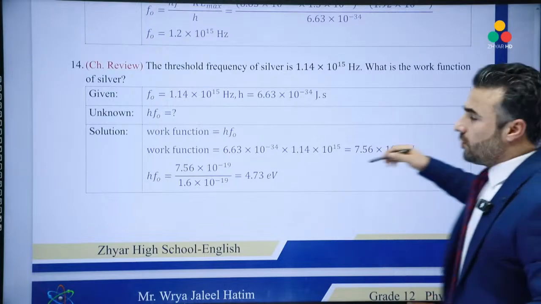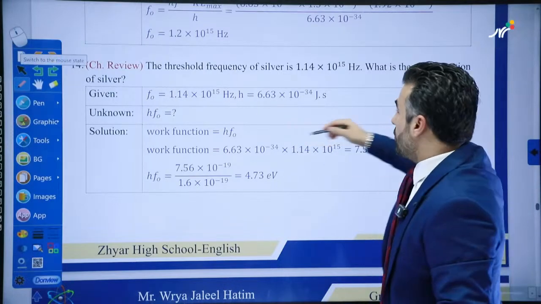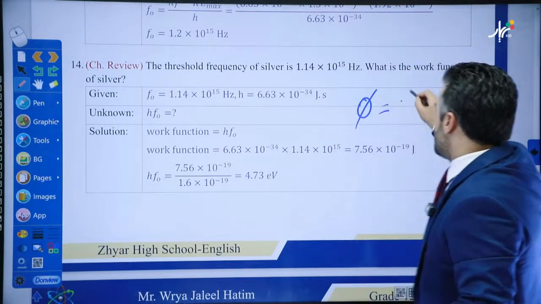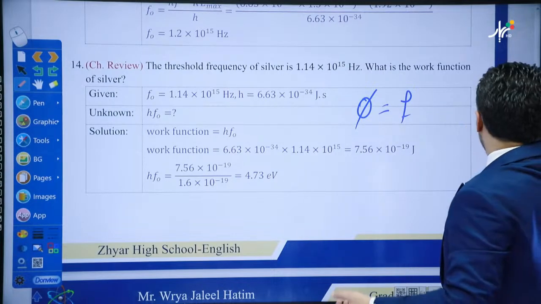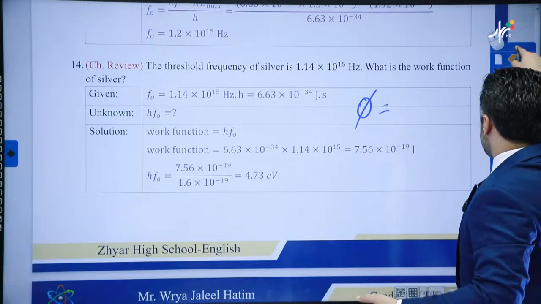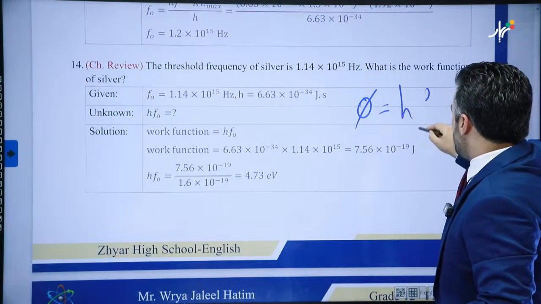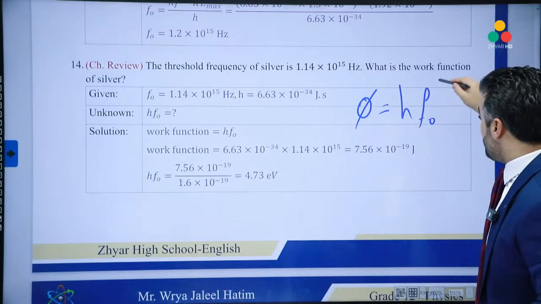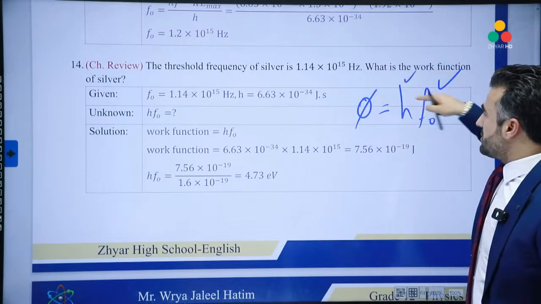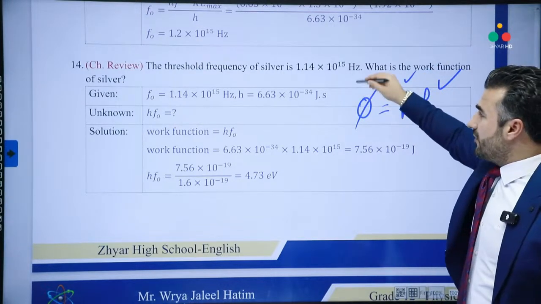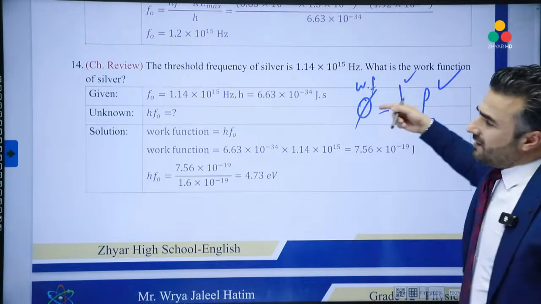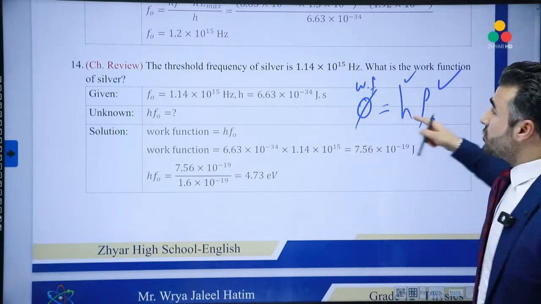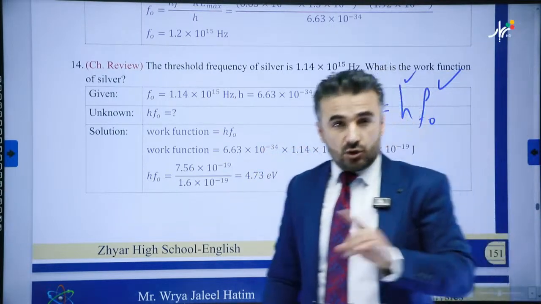You can write the work function in words, or you could just give it this symbol here. That is basically Planck's constant times threshold frequency. You're given the threshold frequency, and you know Planck's constant, so you multiply the two, you get the work function, of course, yeah? But remember, that work function you find is in joules, don't forget.